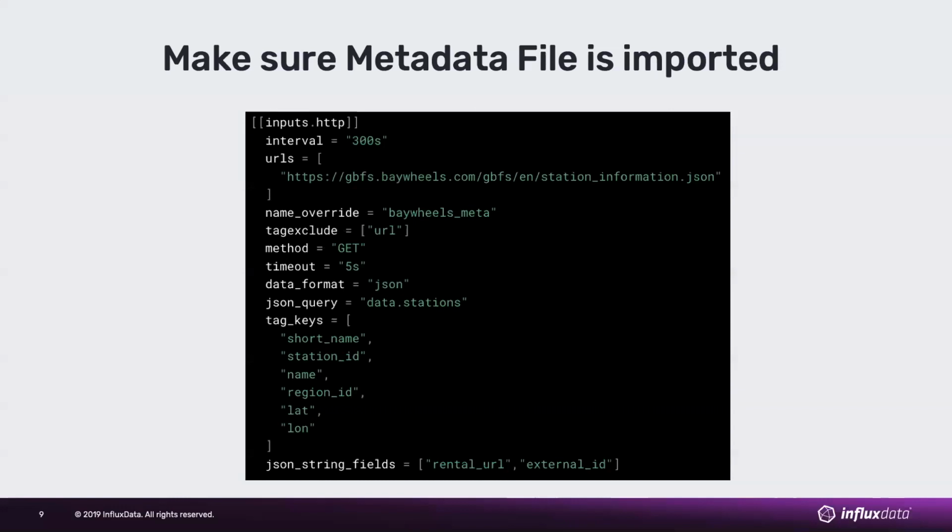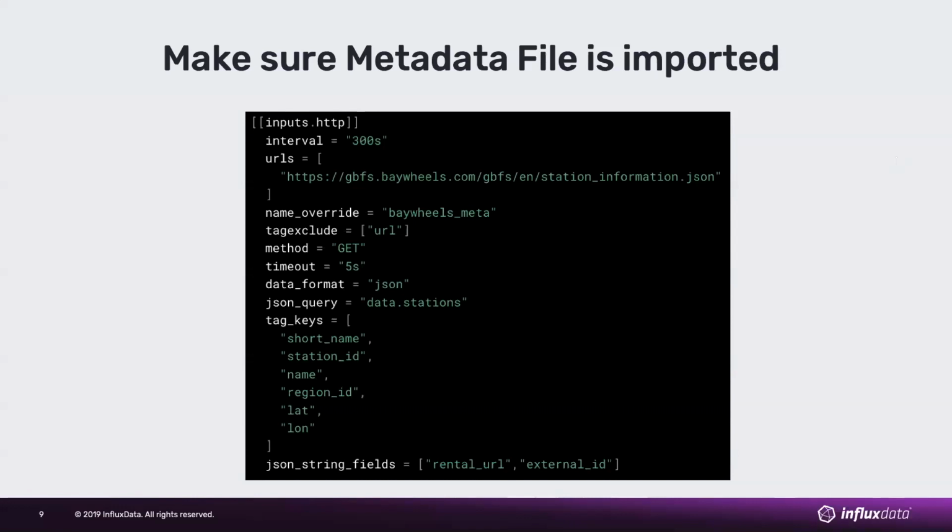So in order to do so, we have to input our metadata file. This metadata Telegraf configuration is very similar to what I did for the station status information. One of the main things was adding a few more tag keys. Once again, these are the different groupings that we're measuring. So I have station ID, station name, and region. You can see region ID here as well.